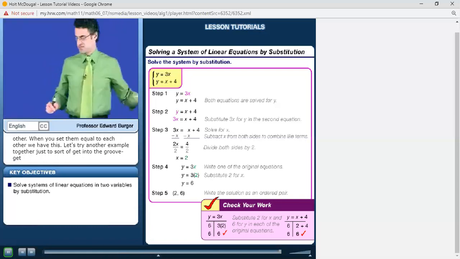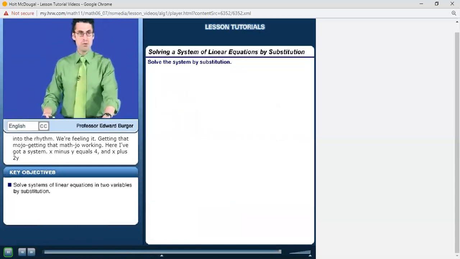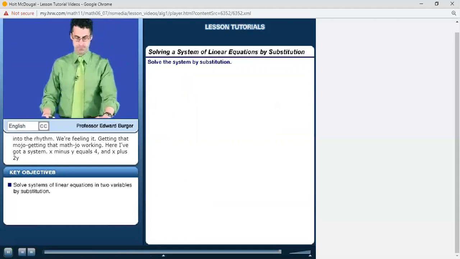Let's try another example together just to get into the groove, get into the rhythm, getting that mojo, getting that math Joe working.